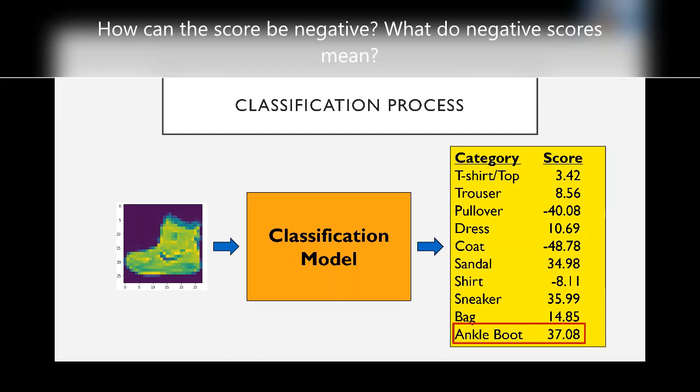Very quickly, what do negative scores mean over here? You could just take it that the higher the score, the better. And so the more negative the score, the worse it is over there.